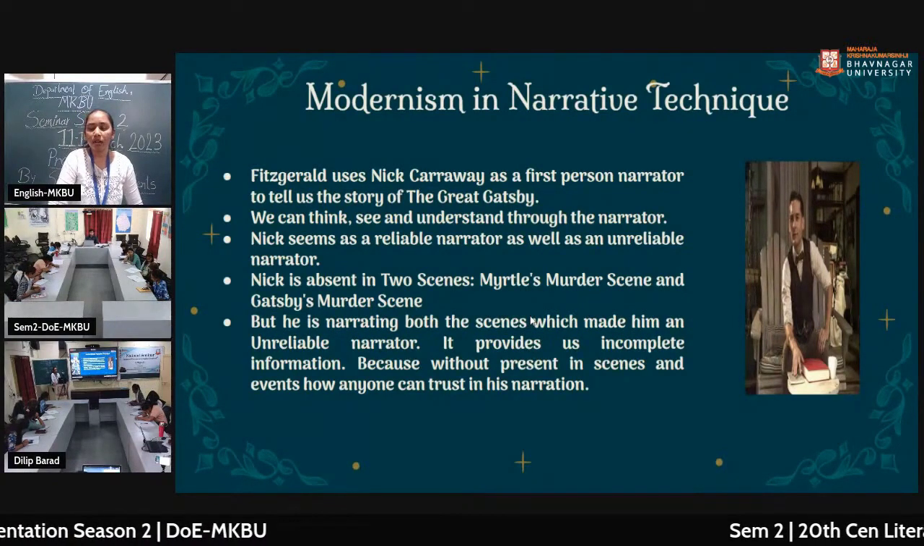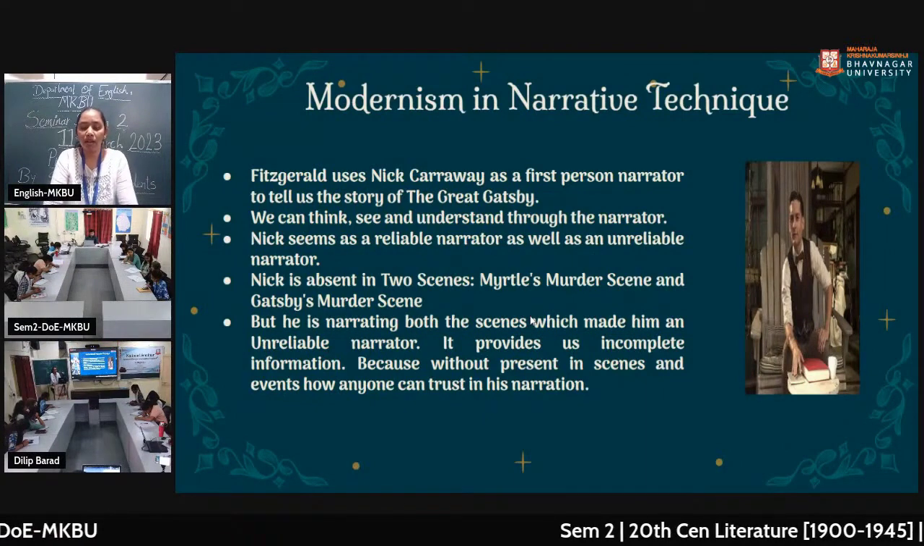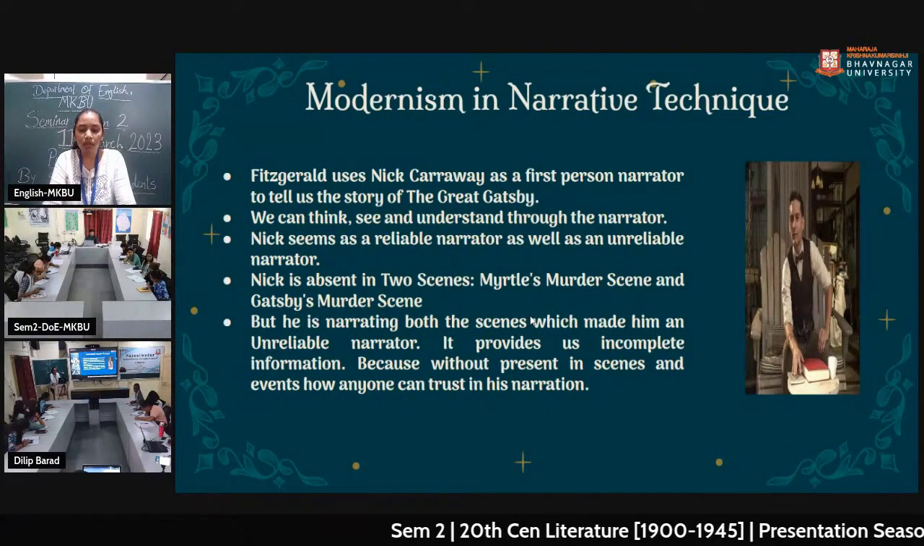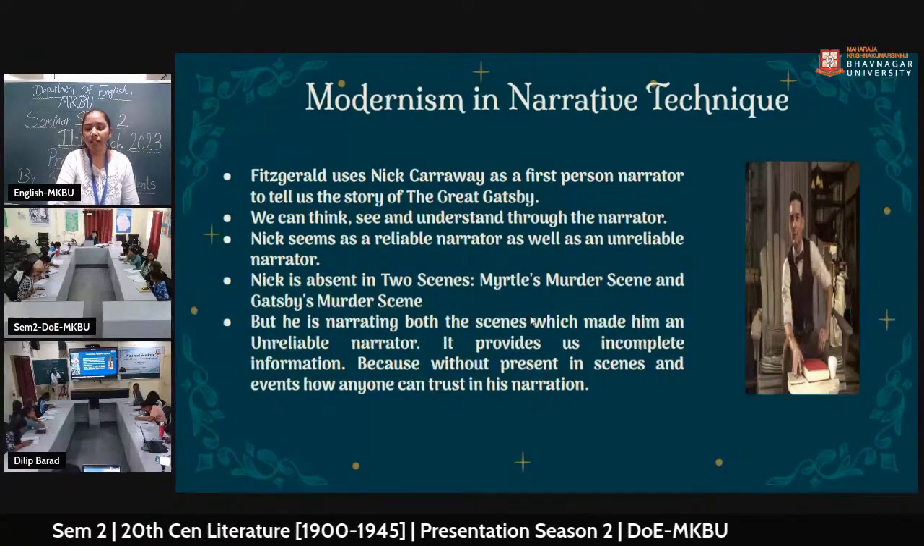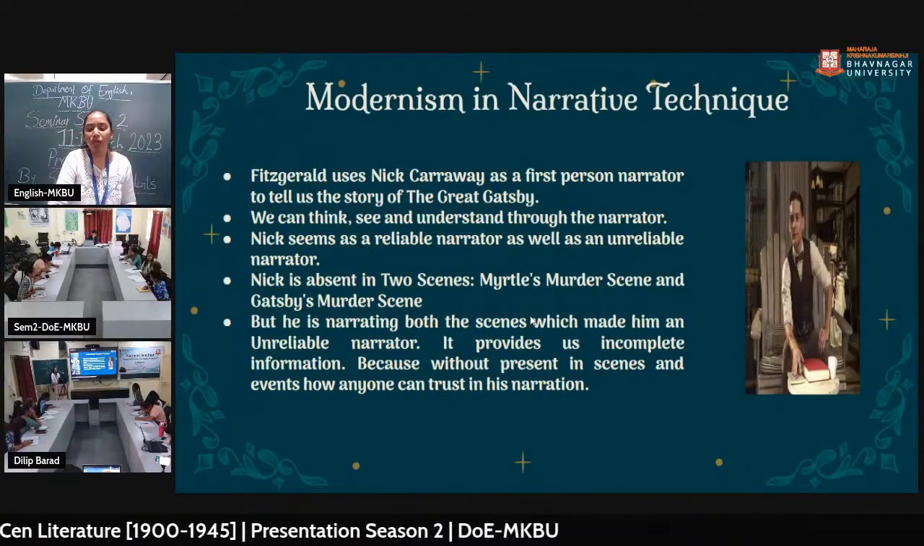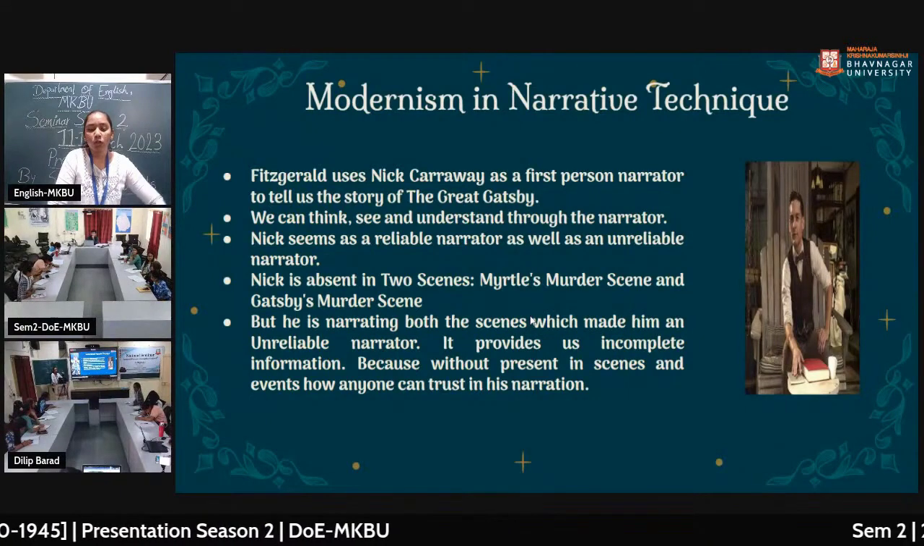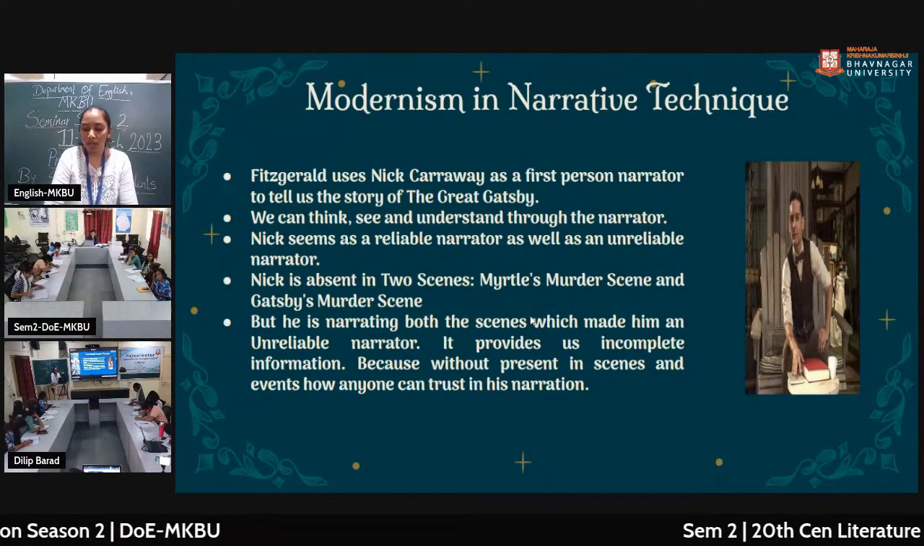It provides us incomplete information, because without presenting scenes or events, how can anyone trust his narration? So this is a modern narrative technique.